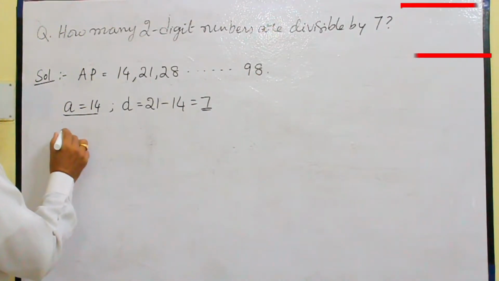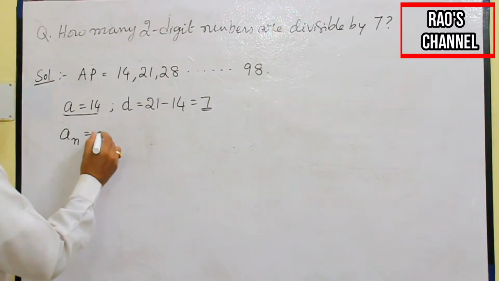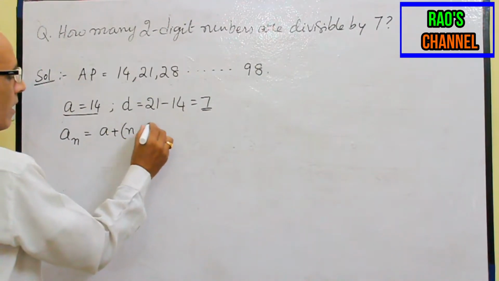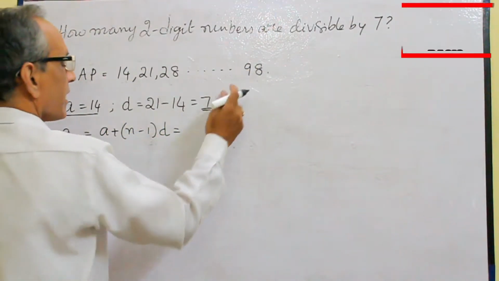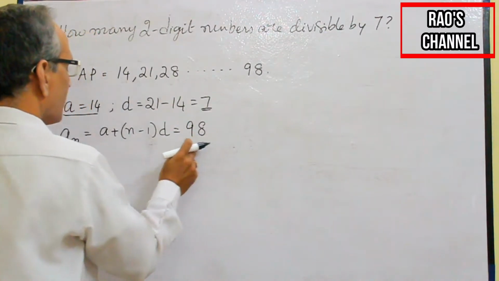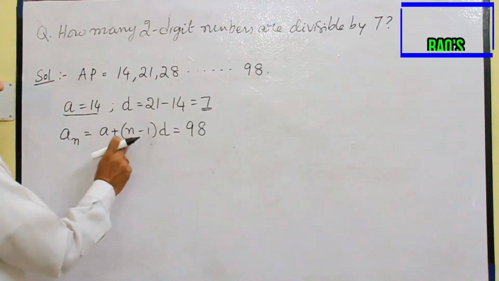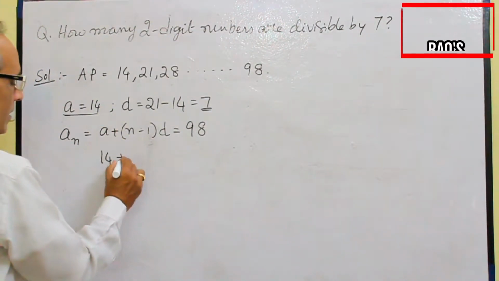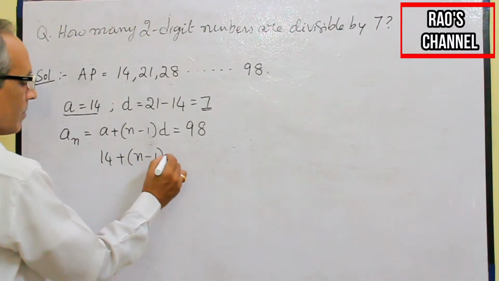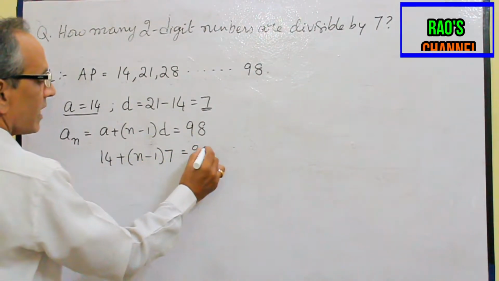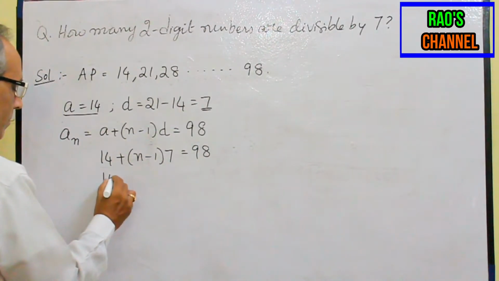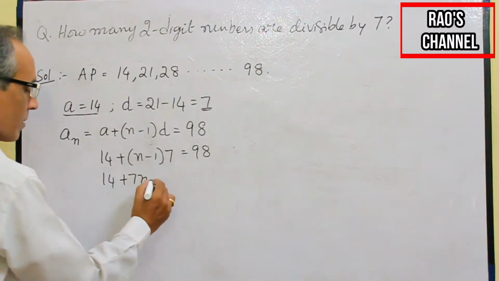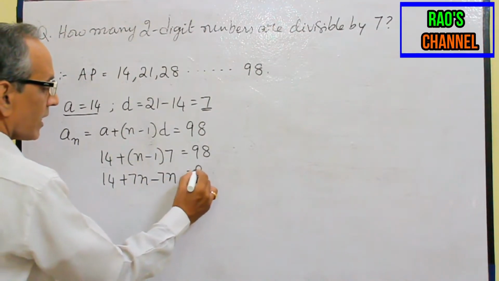So a_n, the nth term or the general term, which is a plus (n minus 1)d, is given as 98. We have everything in the general rule, that is a and d. We have to find the n value. So a is 14 plus (n minus 1) times d, 7, is equal to 98. So 14 plus 7n minus 7 is equal to 98.